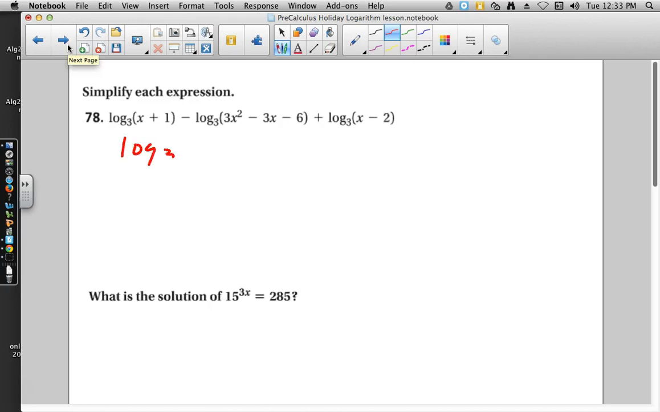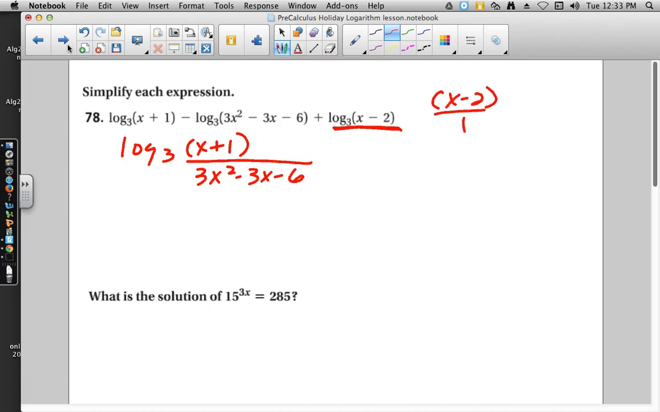So this will be logarithm base 3 of x plus 1 over 3x squared minus 3x minus 6. And hopefully while writing that down you think, wait a minute, a 3 will come out of all of those. And then we need to add, which means multiply. And remember, x minus 2 is the same thing as x minus 2 over 1. So really, we are just multiplying that x minus 2 in our numerator.